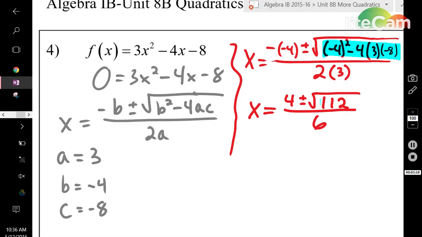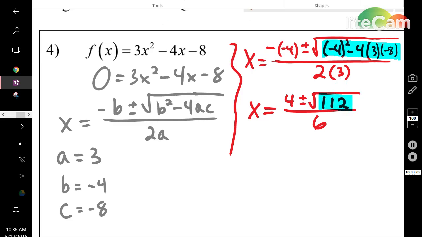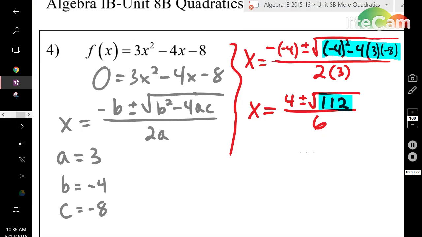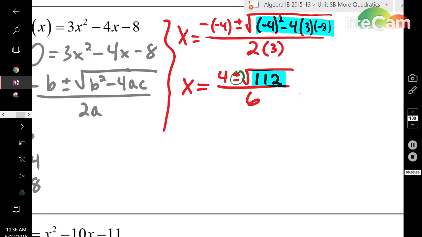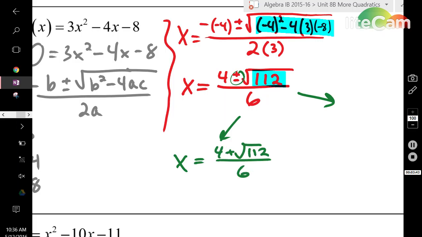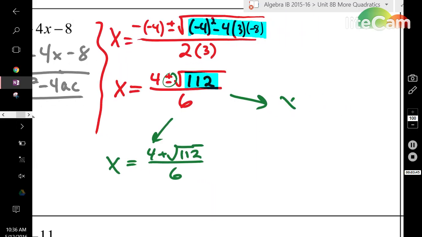I'm going to highlight the discriminant to show you what turned into what. Now, this plus or minus here in the middle, that is showing you that there's 2 possible zeros here. So you need to split it up into 2 different zeros. So over here, I'll write it. One's going to be 4 plus the square root of 112 over 6. And the other one's going to be 4 minus the square root of 112 over 6. That's what the plus or minus is for. It's telling you there's 2 situations, one where there's addition, one where there's subtraction.